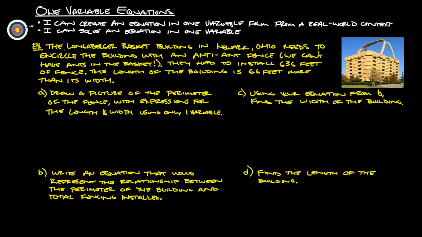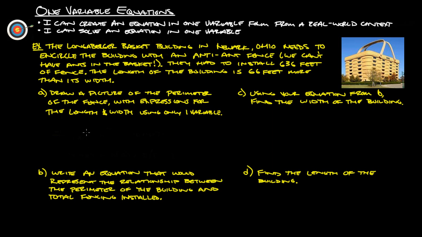Example: the Longaberger Basket Building in Newark, Ohio, which is an actual building, needs to encircle the building with anti-ant fence. We can't have ants in the picnic basket, of course. They had to install 636 feet of fence. The length of the building is 66 feet more than its width. Draw a picture of the perimeter of the fence with expressions for the length and width using only one variable.